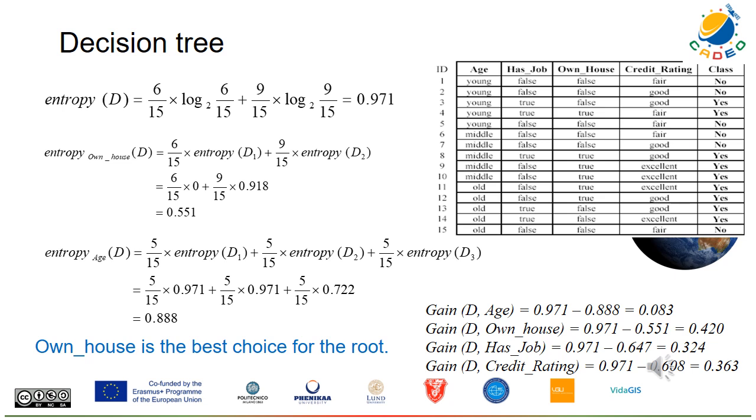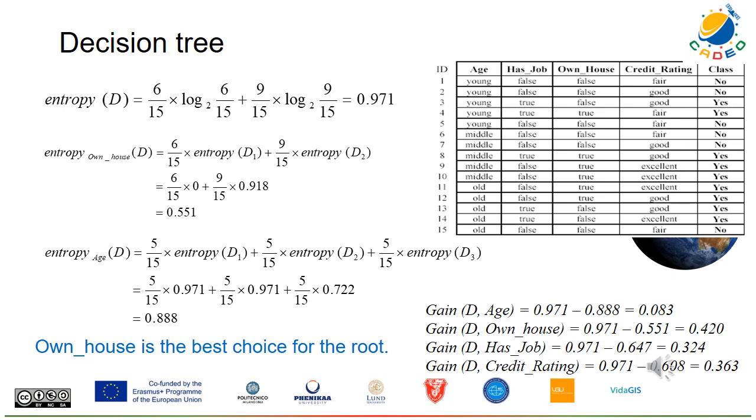Next, we calculate the entropy of the dataset for each attribute. Here we first take own house as an example. From this column, here we can see there are 6 true values and 9 false values. Based on the true and false values, we can split the dataset into 2 subsets, D1 and D2. Based on the 2 subsets, we can calculate the entropy values based on the own house attribute. Here we get the entropy value equals 0.551.